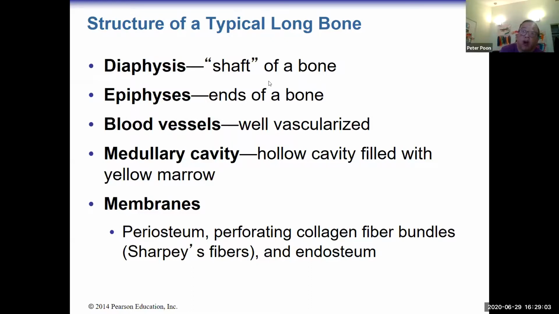The bone is very well vascularized. There's a lot of blood that goes to the bone. And in the middle of the bone, there is a medullary cavity that's filled with either red marrow or yellow marrow. In adults, that marrow is yellow. It's basically fat. In children and especially in babies, that is red marrow and actively making red blood cells.